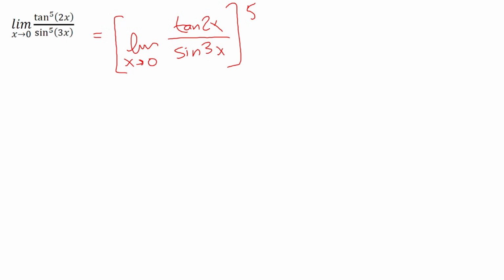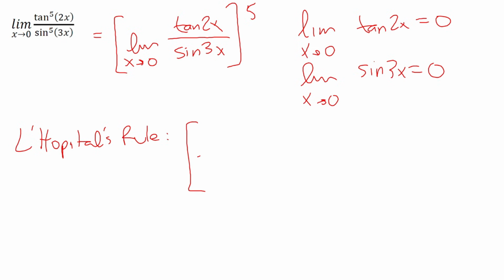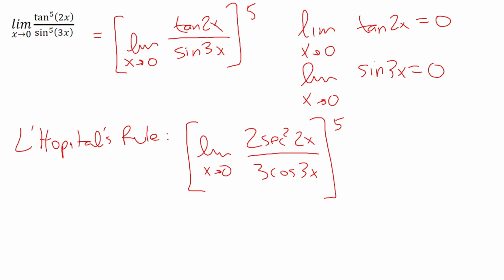And so we know that the limit as x approaches 0 of tangent 2x is 0. And also that the limit as x approaches 0 of sine 3x is equal to 0. Therefore, we can use L'Hopital's rule and say that this should be equal to the limit as x approaches 0 of the derivative of tangent 2x, which is 2 secant squared 2x, divided by the derivative of sine 3x, which is 3 cosine 3x. And of course, it's all still raised to the power of 5.